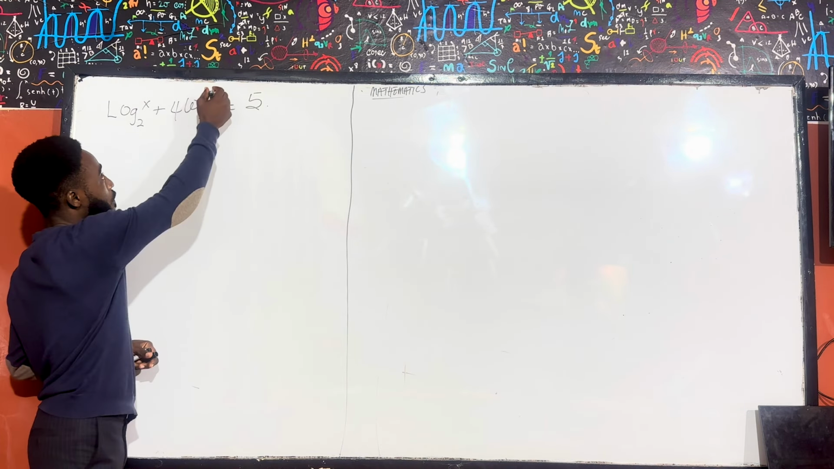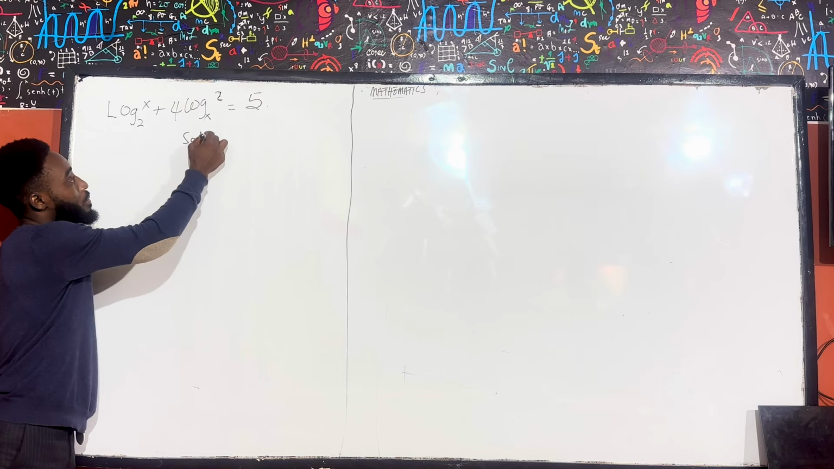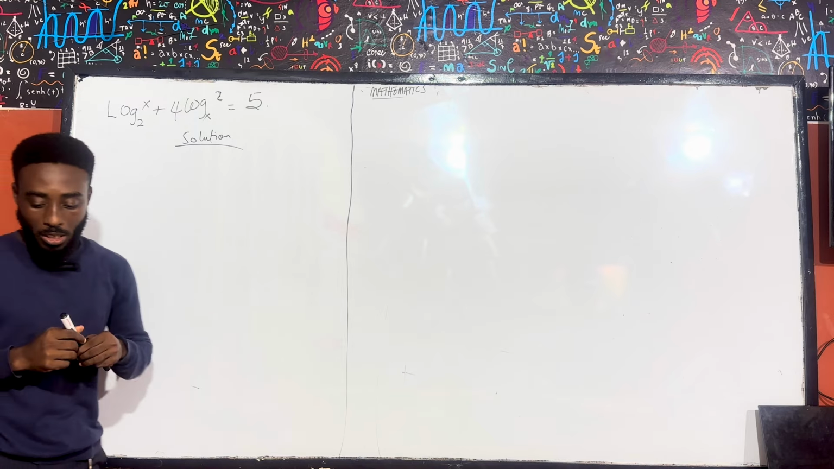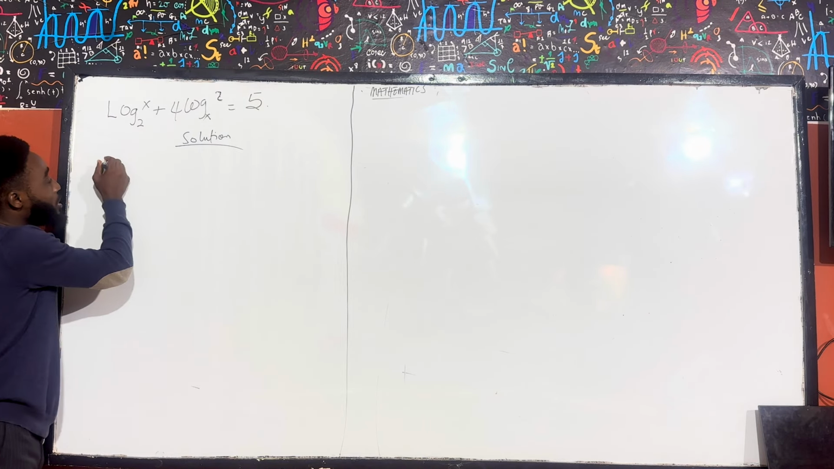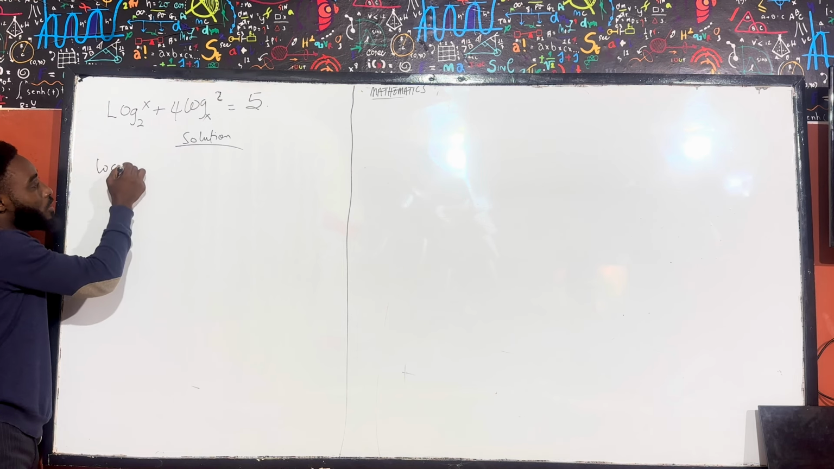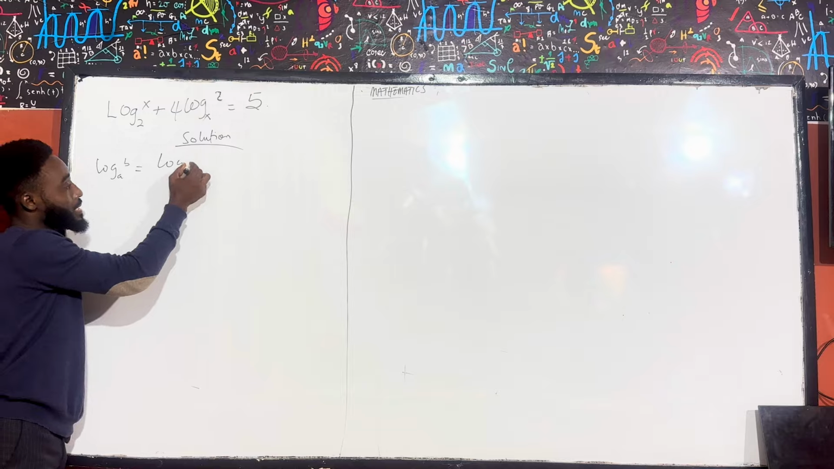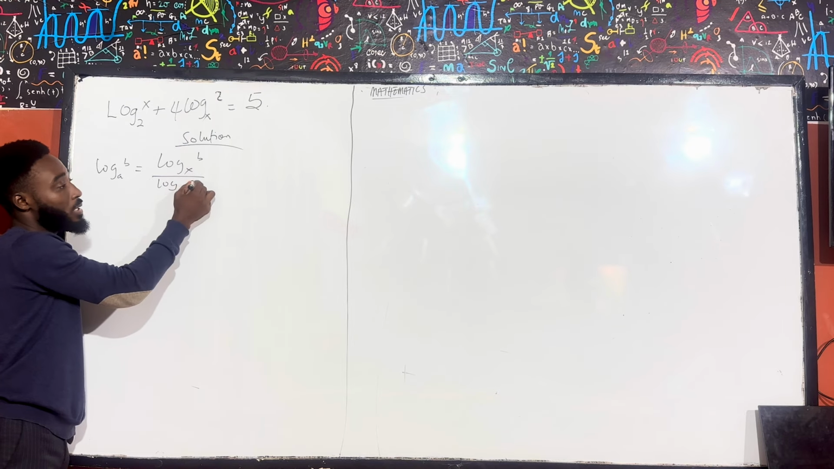So I have to reconfigure everything to get them into base x or base 2, either of them. I would prefer to change it into base 2. And change of base: if I have log to the base a of b and I want to change it into base x, it becomes log to the base x of b all over log to the base x of a.